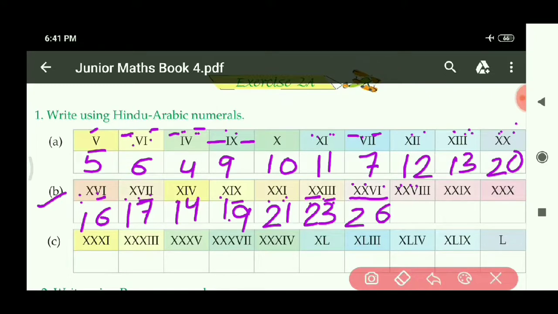Here X is 2 times only. 10 plus 10, 20 and VIII. V is 5, I 3 times, that will be 3. Then 20 plus 5 plus 3. How much will it be? 28. And here is XX plus IX. X is 10, 2 times 10, 20. And IX is 9. Then it will be 29. Then XXX, X repeated 3 times. Here also 10 plus 10 plus 10. How much will it be? 3 times, 30. Got it?